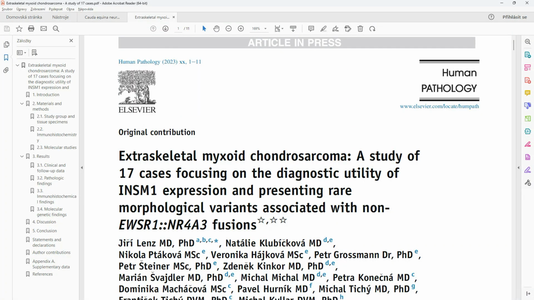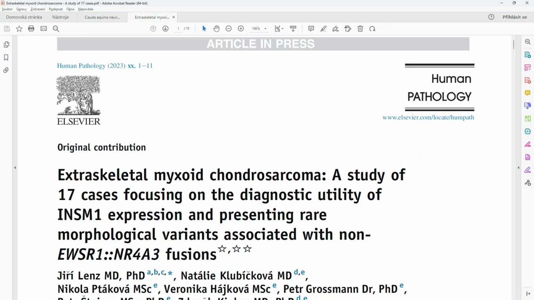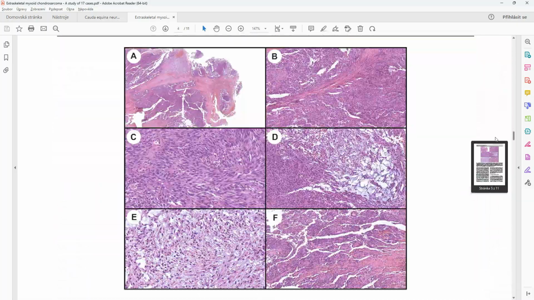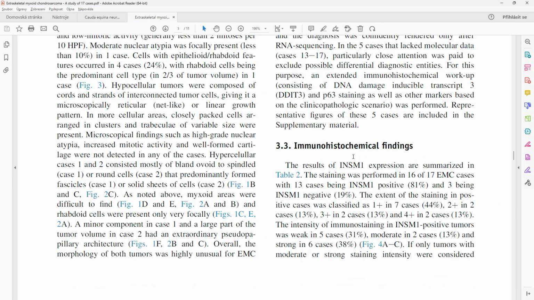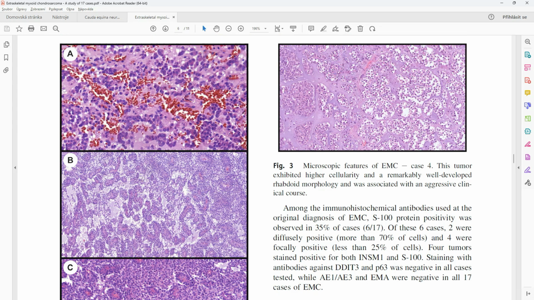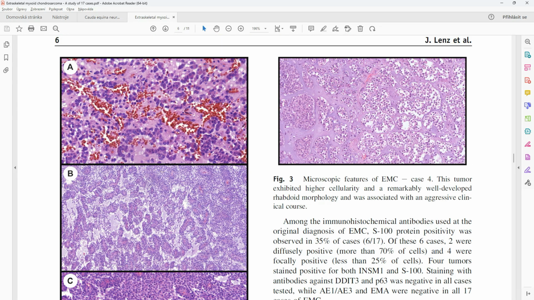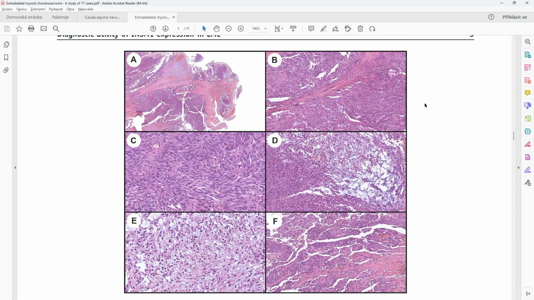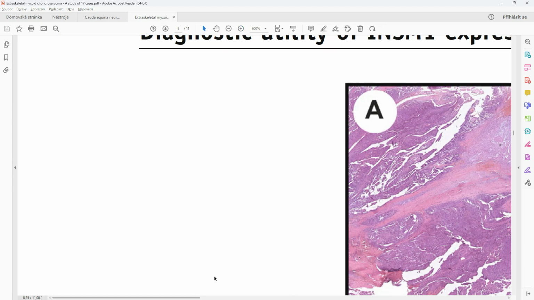I'll show you a paper. We've reviewed all the cases in our archive some time ago, overall 17 cases of extraskeletal myxoid chondrosarcoma, and 2 cases had this solid morphology. So this is one case. This is a highly papillary growing tumor. I think this is the case I showed you. And no, sorry, this is the case I showed you. This is the solid growing case.